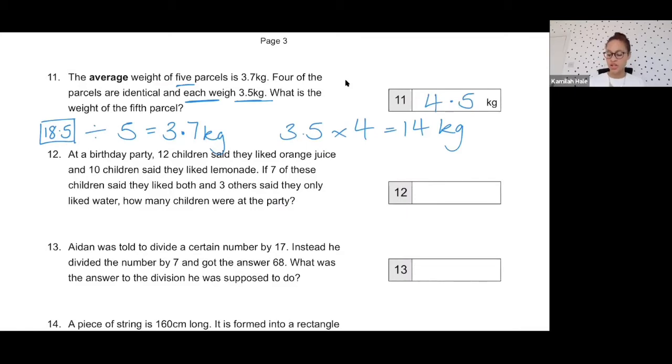Okay, next question. Have a little think for me about how to do this. We're going to use a method that we haven't actually used before in these sessions. So at a birthday party, 12 children said they liked orange juice and 10 children said they liked lemonade. If 7 of these children said they liked both and 3 others said they only liked water, how many children were at the party? What method am I going to use? I don't want to know the answer, I just want to know what method you think I should use to work this out.